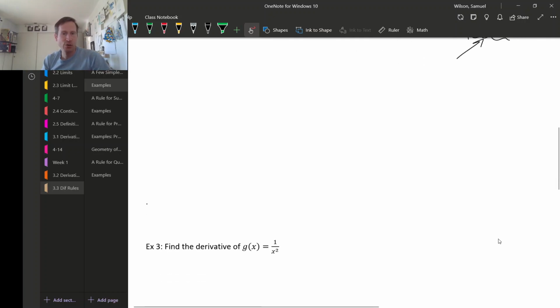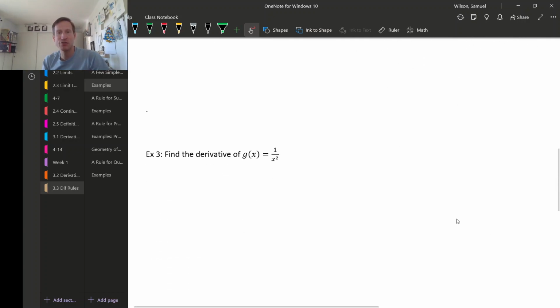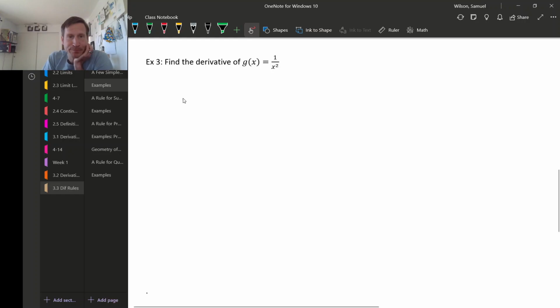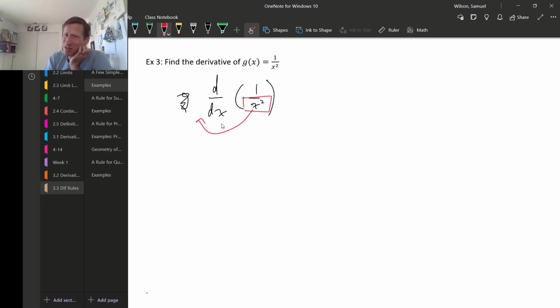All right, so let's look at one more example. How about the derivative of 1 over x squared? Well, you might think, hey, there's a quotient here. Can't we just move this outside? Well, do we have a derivative rule that says we can do that? No, we don't, right? This is built out of a quotient, and we don't have a derivative rule for quotients, so we can't do it that way.